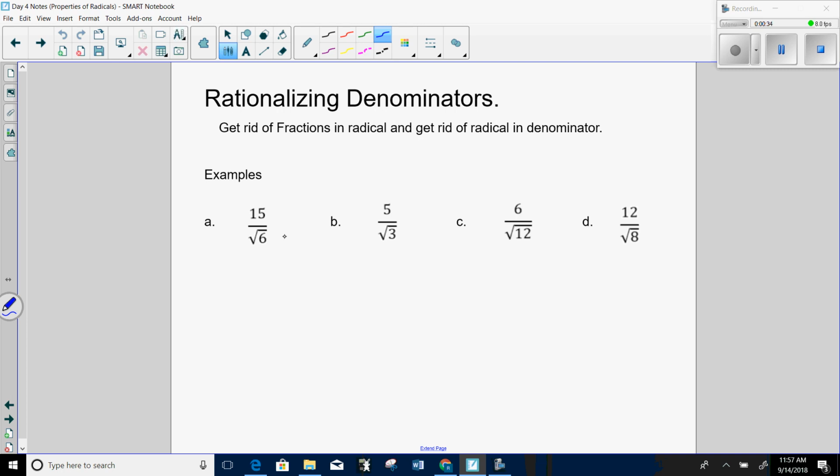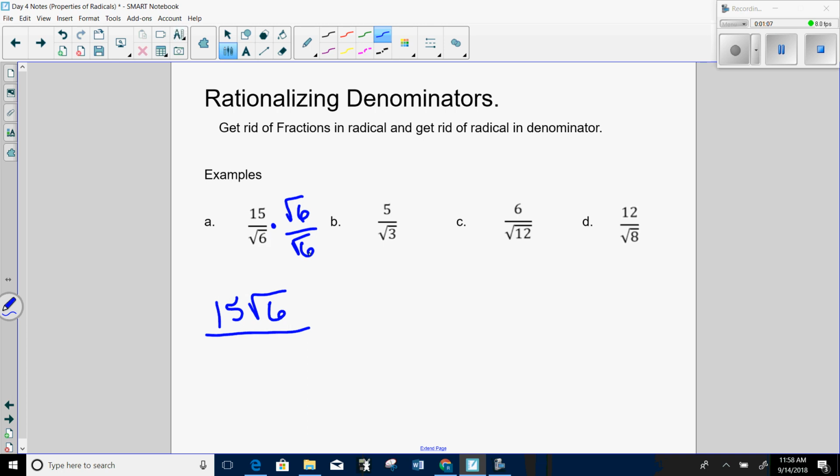So the way that I do that is I have to change the way that 15 over the square root of 6 looks by multiplying by a number that doesn't change it. Well, multiplying by 1 doesn't change this number. So I choose to multiply by the square root of 6 over the square root of 6. The reason that I do this is because 15 times the square root of 6 is just, you multiply these two together. 15 is on the outside of the radical, 6 is on the inside of the radical. When you multiply, you get 15 square root of 6.